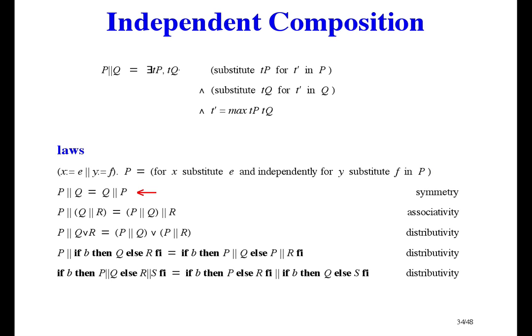The substitution law we have been using is just the special case when it happens to be one assignment. The next law says independent composition is symmetric. And the next one says it's associative, so if we have 3 or more processes, we don't need to bother with the parentheses. And the first distributive law also works for both dependent and independent composition. It says if you have P in parallel with either Q or R, then either you have P in parallel with Q or you have P in parallel with R. The last 2 distributive laws don't work for dependent composition, just for independent composition.